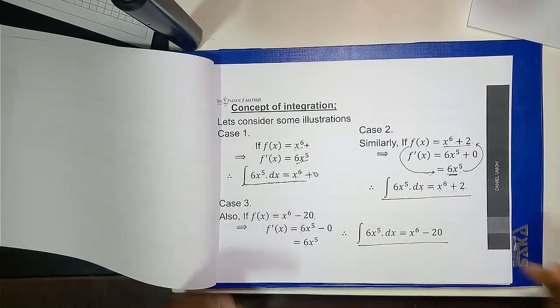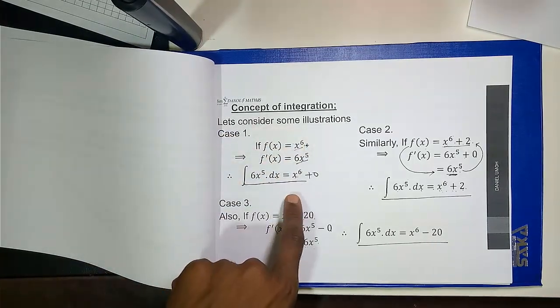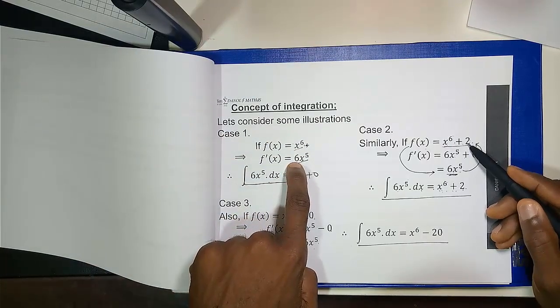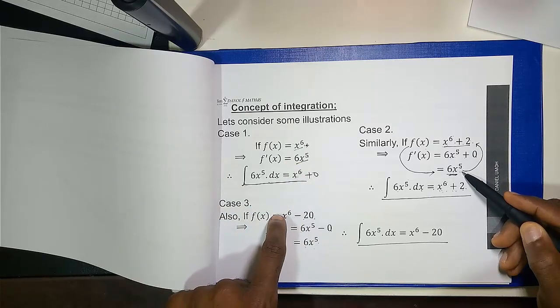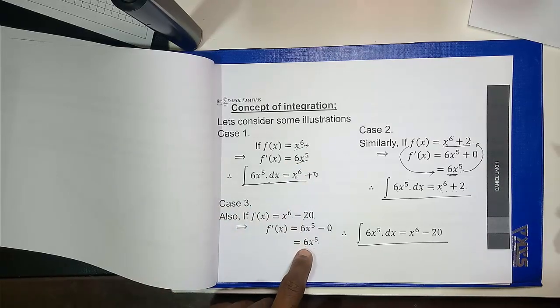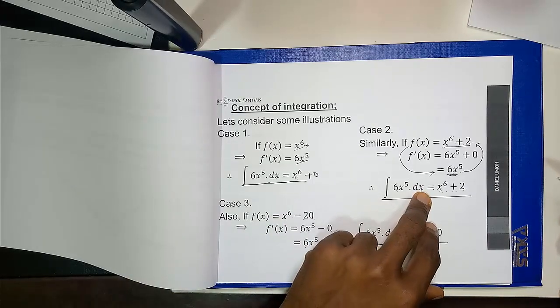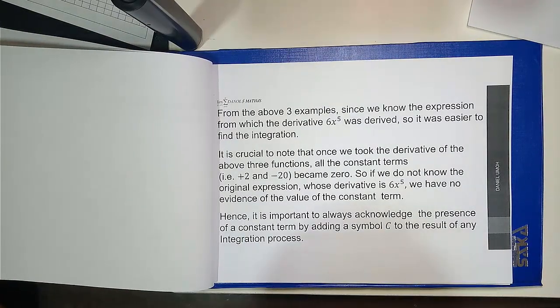Now, why do we have different answers like this? This function here was given and we got this as the answer. This function here plus 2 was given, we got the same answer. This function here was given and we got the same answer. What is the reason for this? Now, let's proceed while I explain in the next page.